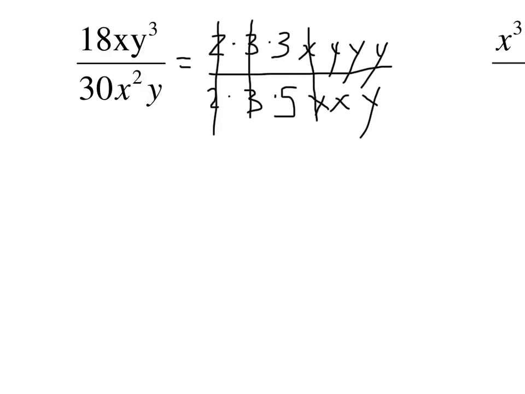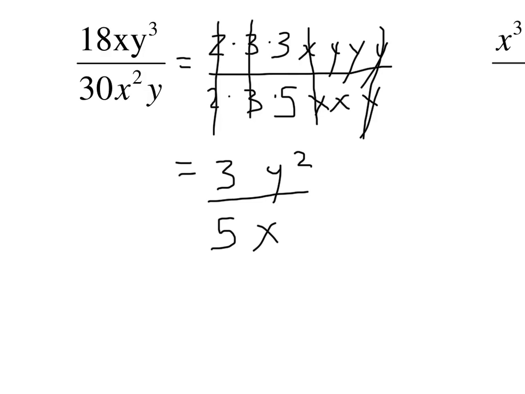Notice that the x in the numerator cancels with an x in the denominator, and a y in the numerator cancels with a y in the denominator. So that gives us as our answer 3, and we have y squared in the numerator. We have 5, and we have x in the denominator. But that was really quite painful to do. Let's see if there's some shorter way to do it.